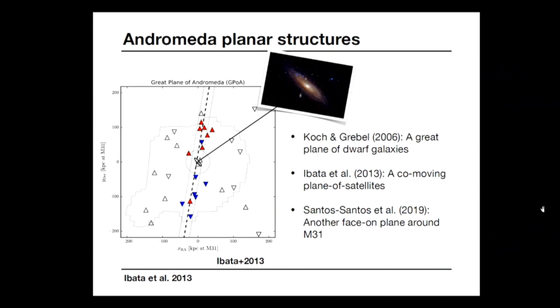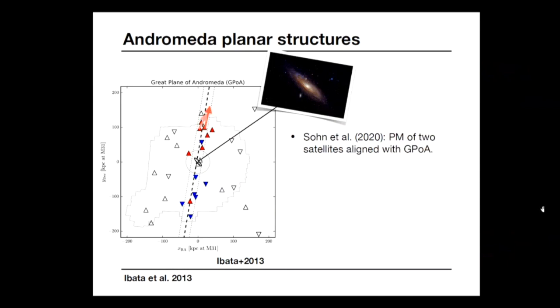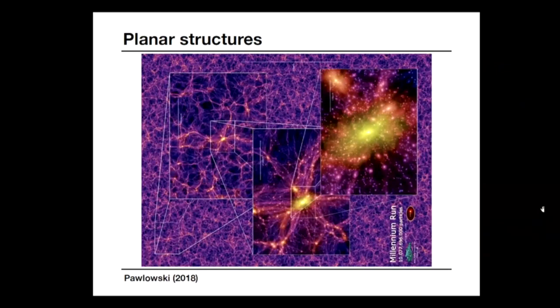Now you can, of course, say that's just 2D, that's just line of sight measurements. But fortunately for two dwarf galaxies, there are now proper motion measurements, and it also seems that these are aligned with the planar structure. So for the two best studied systems, we both see that there seems to be some kind of co-rotating plane of satellites, dwarf galaxy satellites. Why do we care about this?